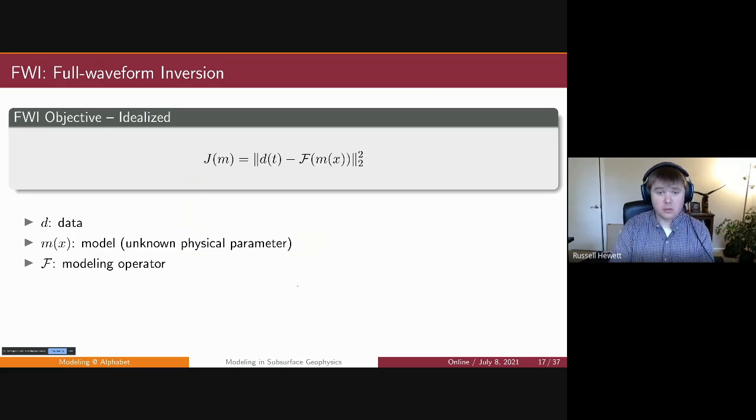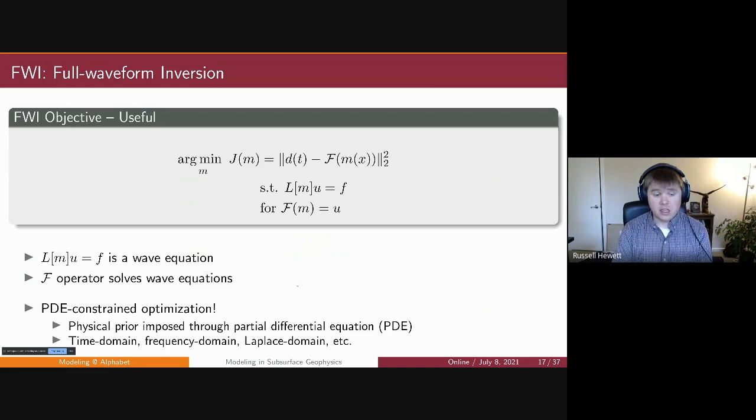To pose this a little bit more completely, we can look at this as a PDE constrained, or partial differential equation constrained, optimization problem. So I have my nonlinear least squares problem constrained such that the solution satisfies some differential equation, and F is my solution operator for that differential equation. The physical prior comes through a PDE, and we can impose this in the time domain with the wave equation, in the frequency domain with the Helmholtz equation, or in the Laplace or Fourier domain, whatever you want to pick. There are different benefits and drawbacks to each of these. There's definitely no free lunch in this area.